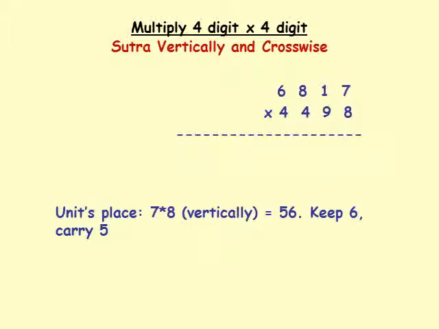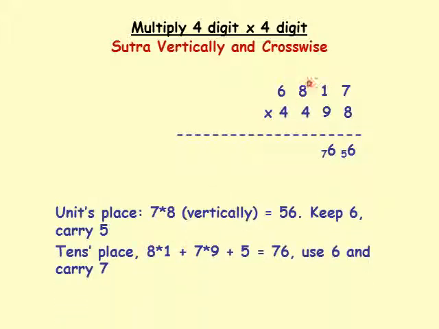Let's continue to the next column. Pick up one more column here. For tens place, we have 1 times 8 plus 7 times 9. 8 times 1 plus 7 times 9, 8 plus 63 plus 5 is 76. We'll use 6 and carry 7. 6 is part of the answer and 7 is my scratch pad number I need to remember for next column.